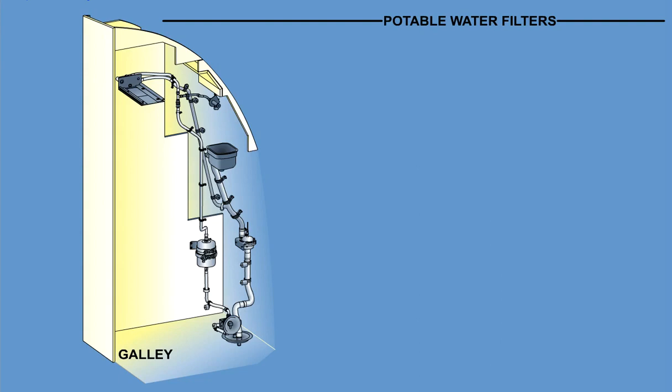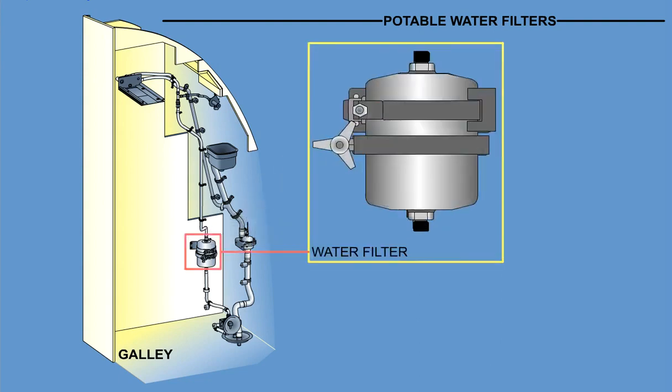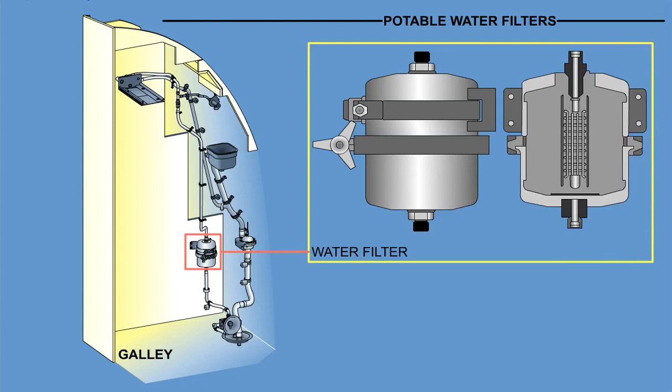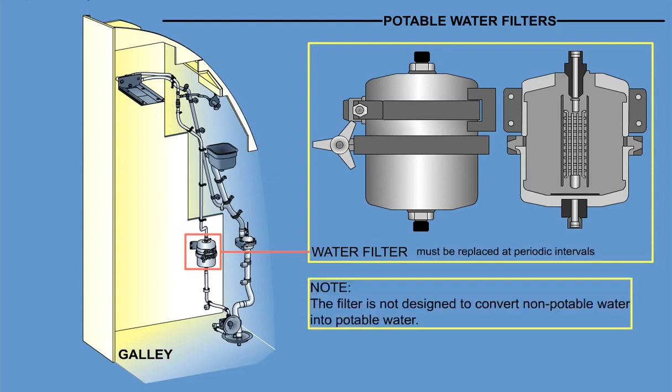Potable water filters are installed in the galleys to remove unpleasant tastes and odors, organic pollutants, dirt, amoebic and other cysts, algae and invisible particles as small as 2 to 5 micrometers in diameter. The filter reduces chlorine levels to fractional parts per million to improve taste and prevent recontamination of the water from internal bacteria growth. The filter element is an ultrafine straining material, is disposable, and must be replaced at periodic intervals. Note, the filter is not designed to convert non-potable water into potable water.